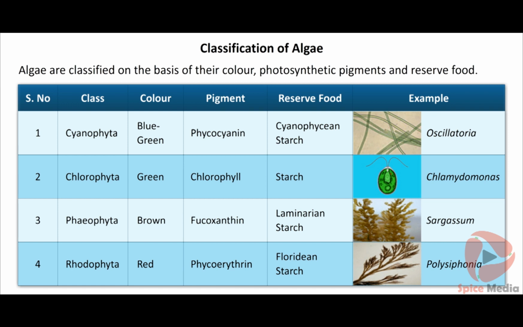The class Chlorophyta has green color chlorophyll pigment with starch as a reserve food material, and most of the algae belong to this class, from unicellular Chlamydomonas to multicellular Zygnema. The class Phaeophyta has brown pigment called fucoxanthin with laminarian starch as a reserve food. Sargassum is the classic example of this class.